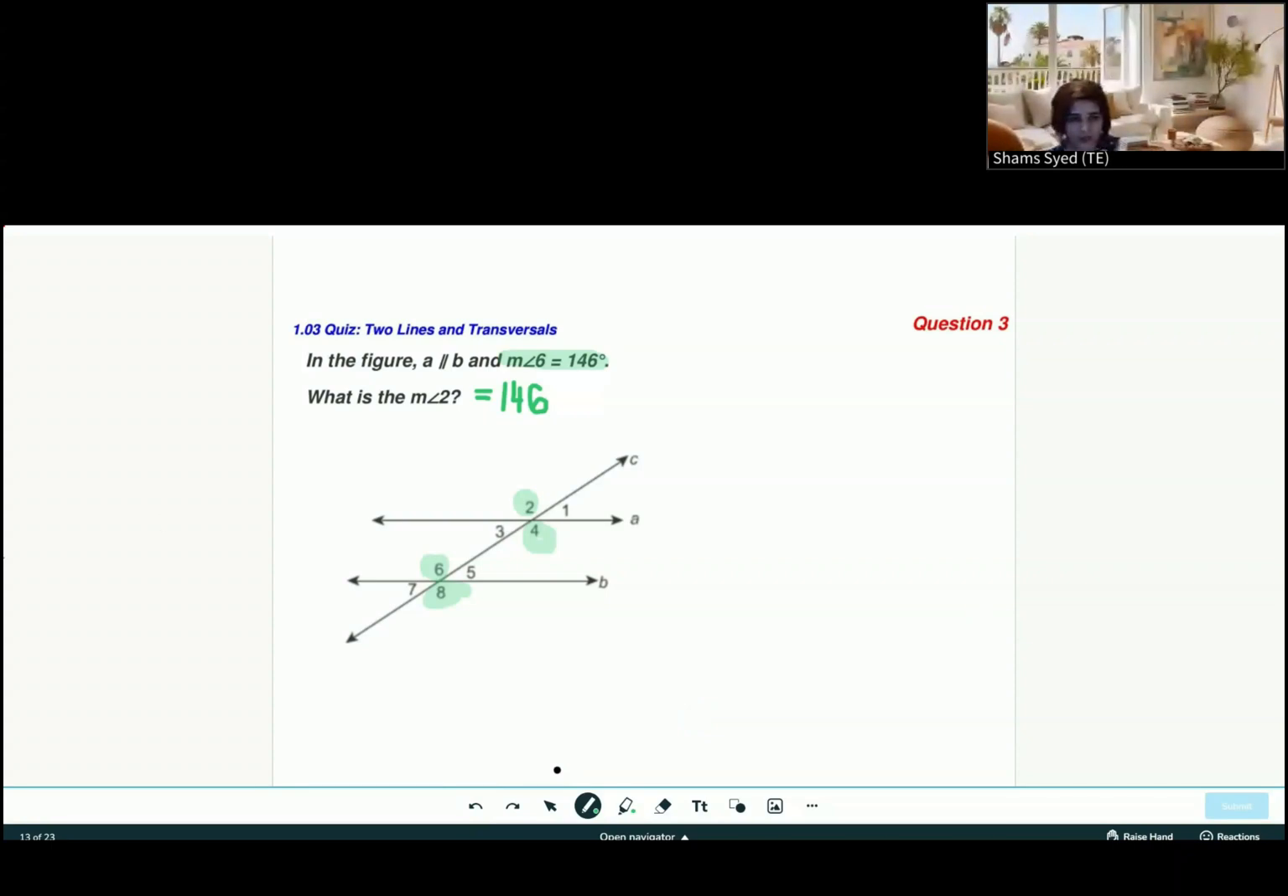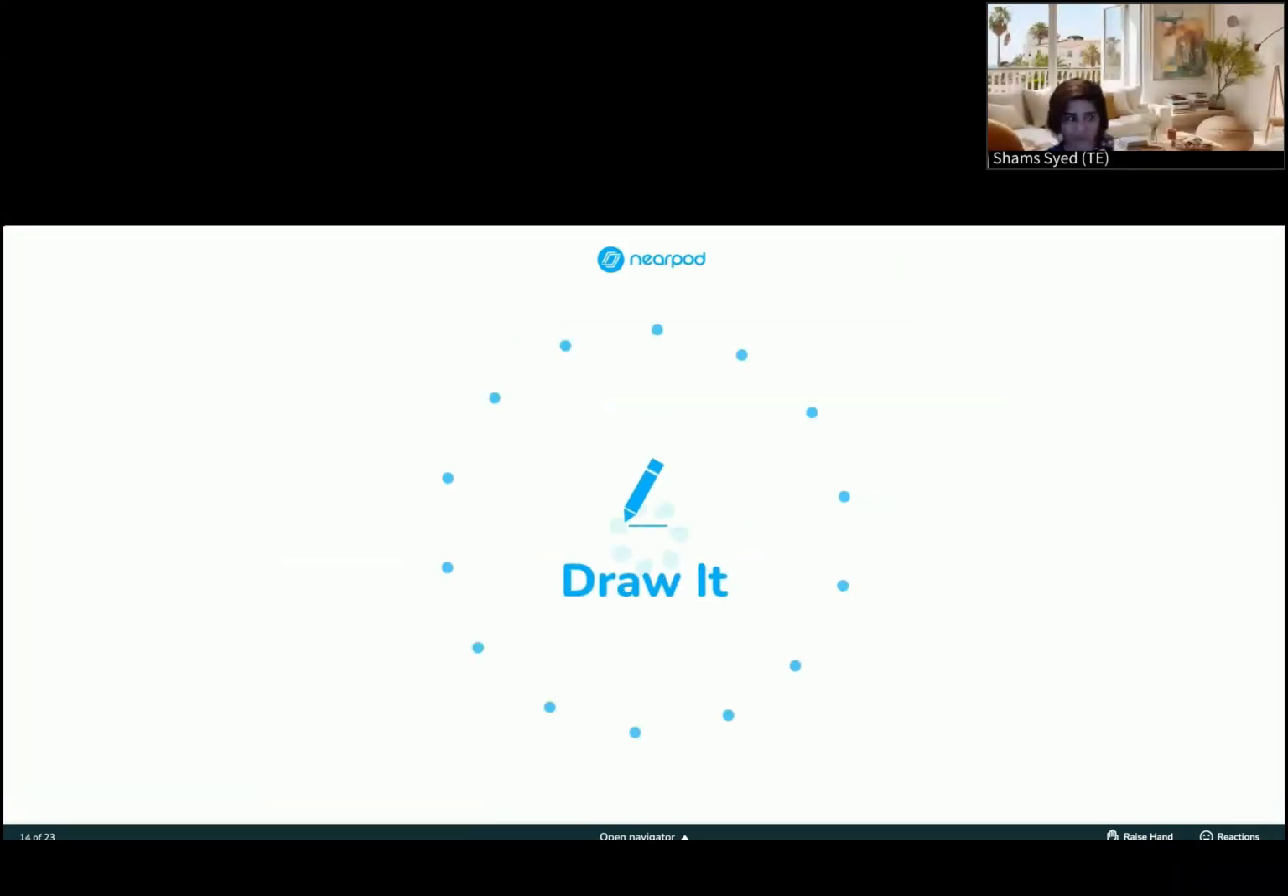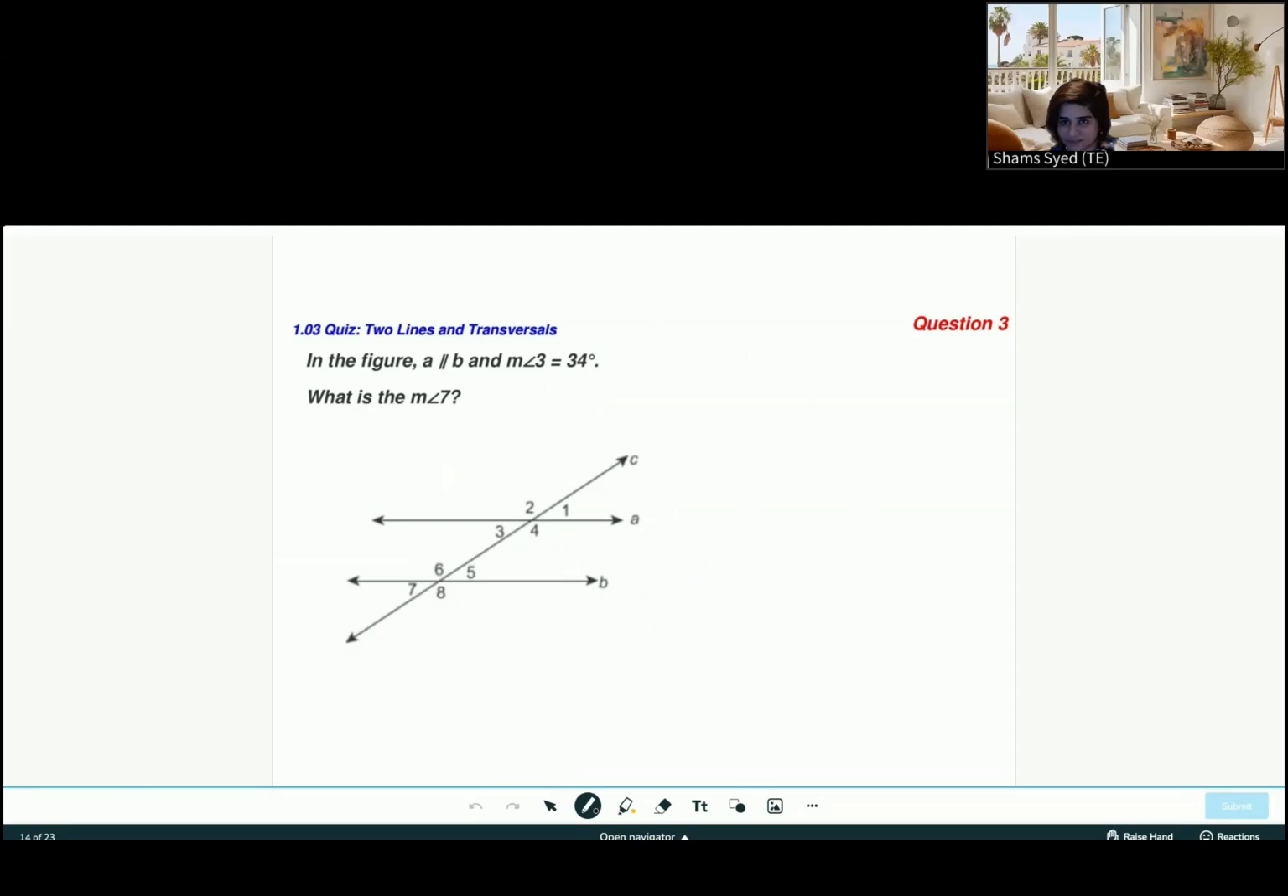Let's move on and look at question 3, variety 3. In the figure, A is parallel to B, and the measure of angle 3 is 34. Oops, it seems like a very similar question to the first variety of question 3. Angle 3 is 34. Your task is to mark all the angles that are equal to angle 3.